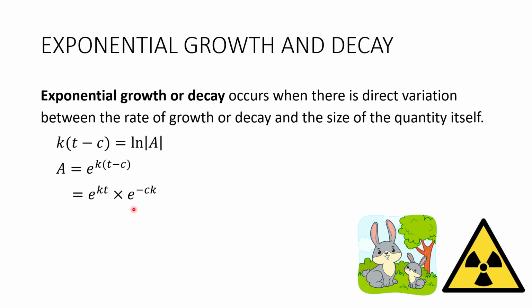Now this is just a constant, but it's a really complicated looking constant. So I'm going to rename it, and I'm going to rename it as A naught. And there's a reason why I'm doing that. Let's have a look what the size of the quantity is at time 0. So substituting in t is equal to 0, I get A naught e to the 0. And of course, anything to the power of 0 is 1. And so this is the size of the quantity at time 0.